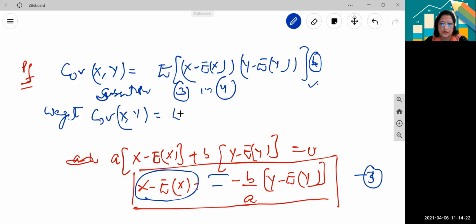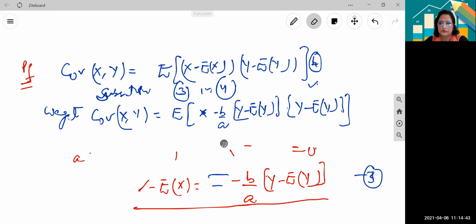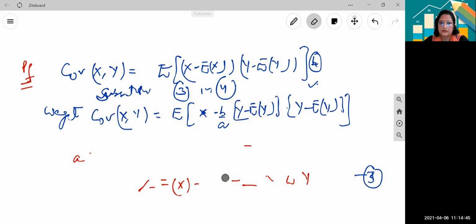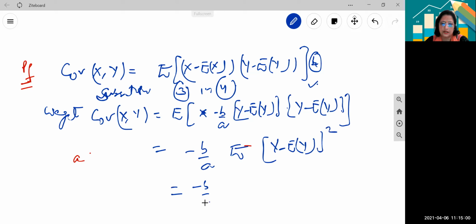This is equal to expected of x minus expectation of x, and in its place you will apply minus b by a into y minus expected of y, into y minus expected of y, which is already there. So what you will have now? This will come as a square, since the same term is repeated in the multiplication. So you will have minus b by a, expected of y minus expected of y, its whole square. And this is nothing but minus b by a sigma y square. Okay?